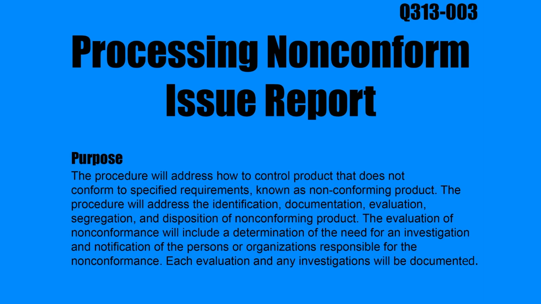This procedure will address how to control product that does not conform to specific requirements, known as non-conforming product. This will address the identification, documentation, evaluation, segregation, and disposition of non-conforming product. The evaluation of non-conformance will include a determination of the need for an investigation and notification of the persons or organization responsible for the non-conformance. Each evaluation and any investigations will be documented.